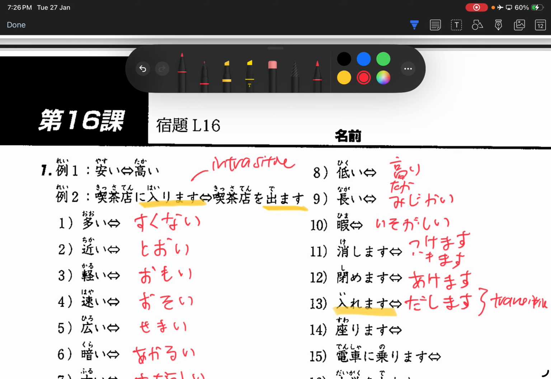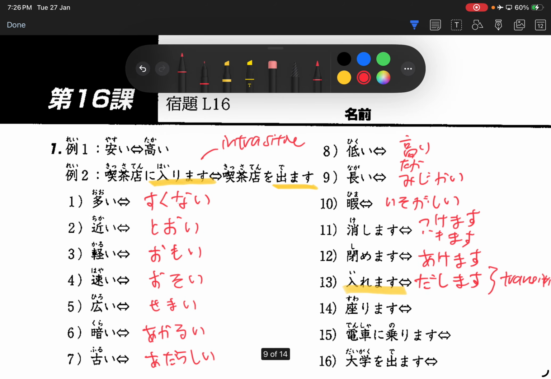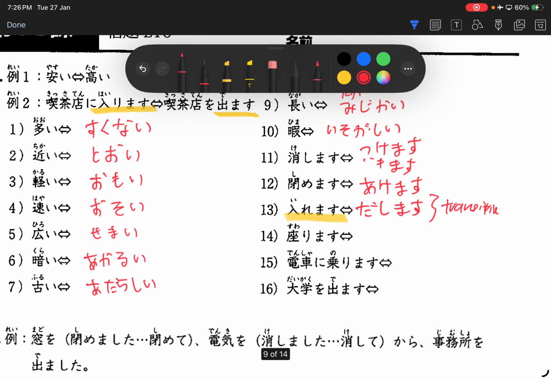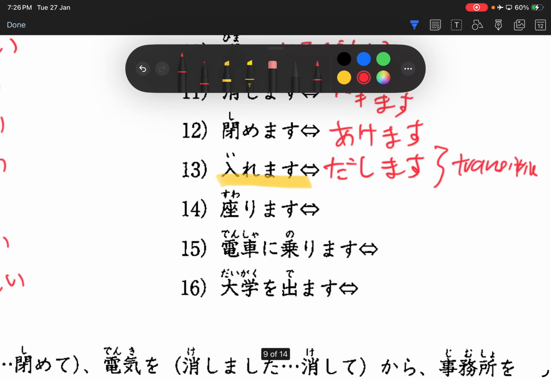I just have to memorize it, no choice. Okay, VIVT. This is VI. Okay, number 14, suwarimasu. I think, yeah, Jasmine. Tachimasu. Densha ni norimasu.